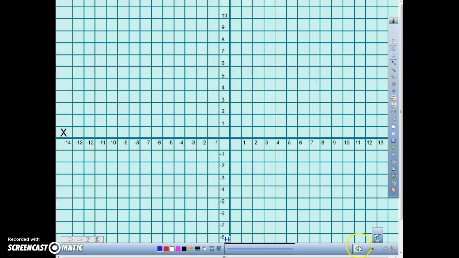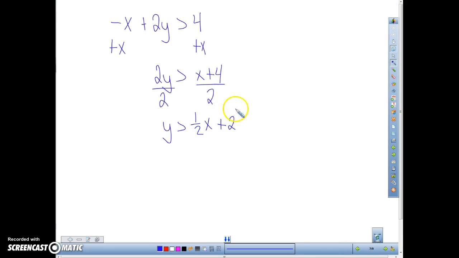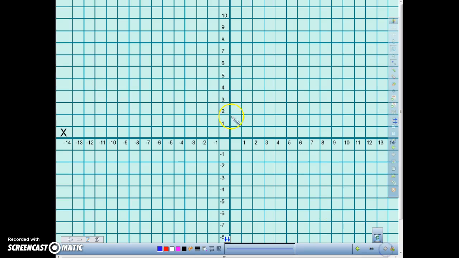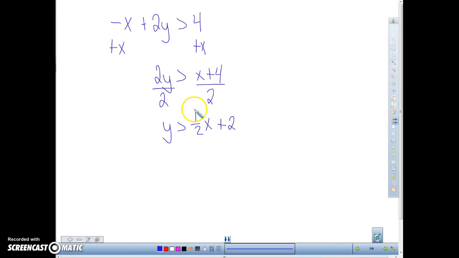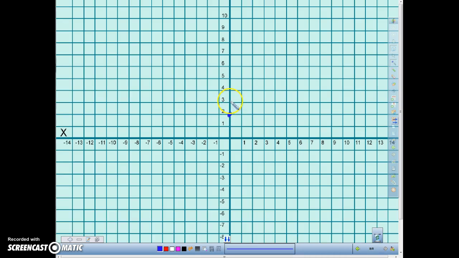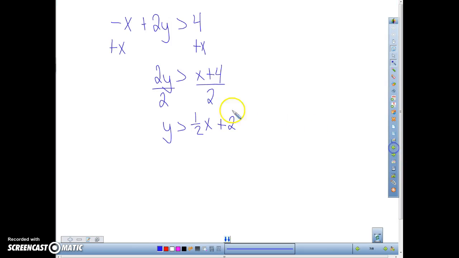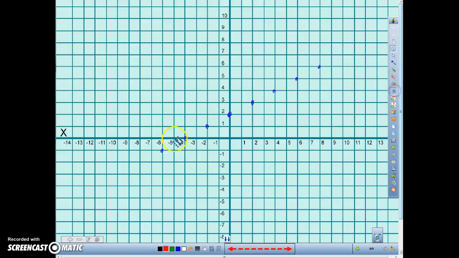So if we go to our graph, we put our first point at 2. We have a positive 1/2 slope, which means we go up 1 over 2. So up 1 over 2, up 1 over 2. And go the opposite direction now. Look at our sign. Our sign's a greater than sign, so it's going to be a dashed line again.